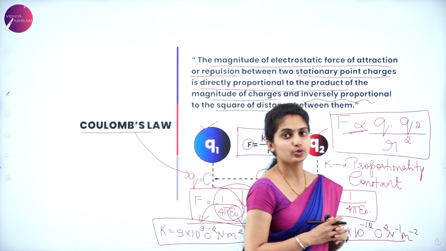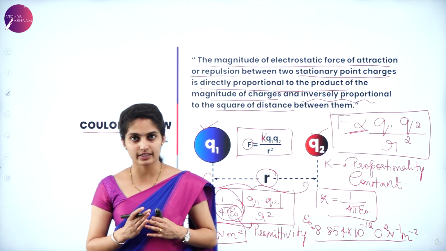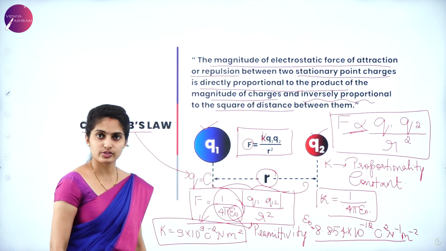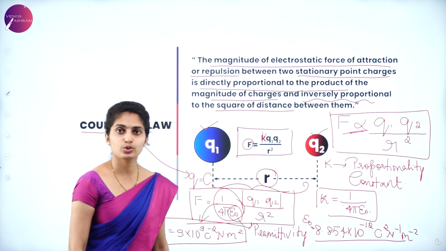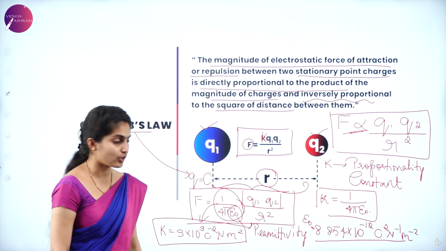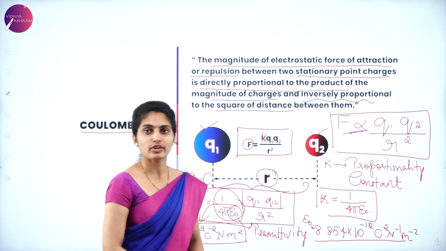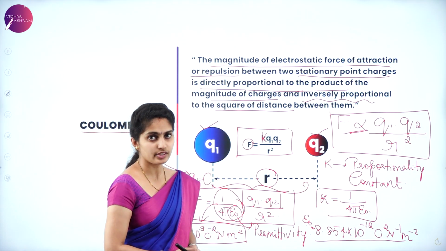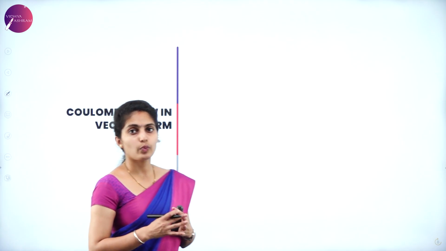So that is all about Coulomb's law. I hope you are clear with the definition, formula, constants and the equation. Here F is the electrostatic force of repulsion or attraction, Q1 and Q2 are the two stationary point charges, and R square is the square of the distance which separates the two point charges. That is how you explain it using the terms of this formula.